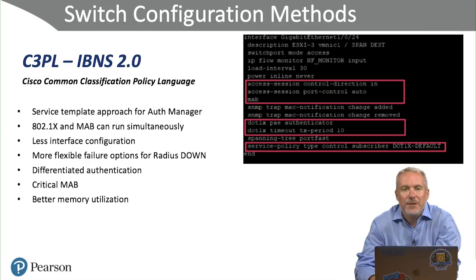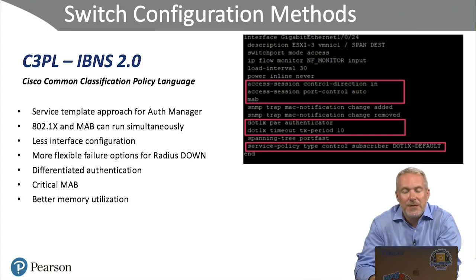Now, what are the differences between this and the IBNS 1.0 configuration? So we take a service template approach for the manager. We have a service template that's defined that has all of our configuration, and we will look more specifically at these configurations in a little bit. Big difference is 802.1x and MAB can run simultaneously. So this allows for a better user experience.